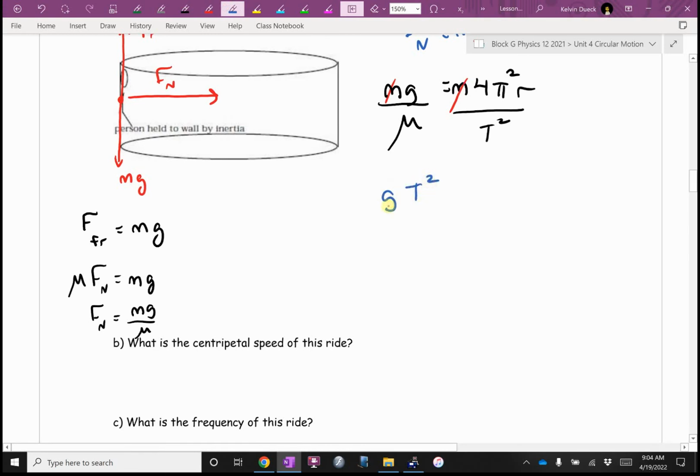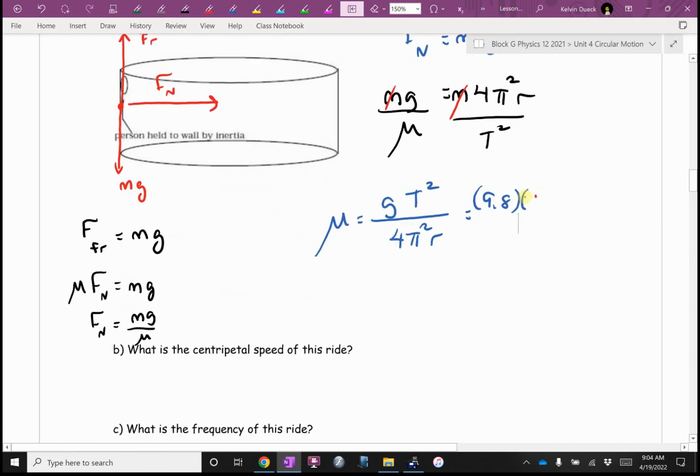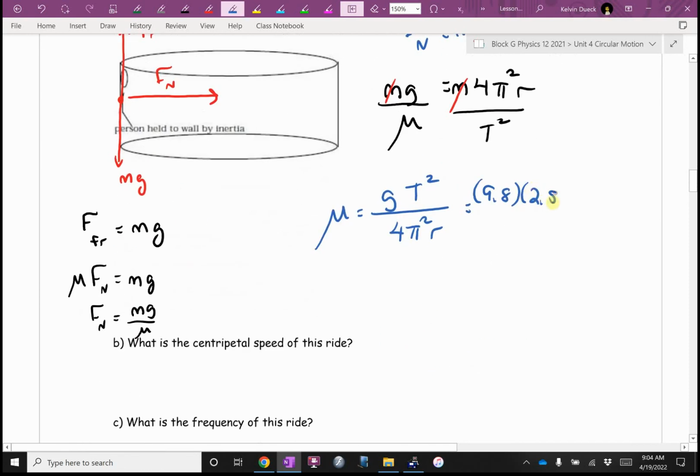So I think I'll get GT squared all over 4 pi squared r. I think that equals the minimum coefficient of friction. Is that right? So it's going to be 9.8 times 2.5, don't forget the squared, Mr. Dewick, all over 4 pi squared times 4.8.